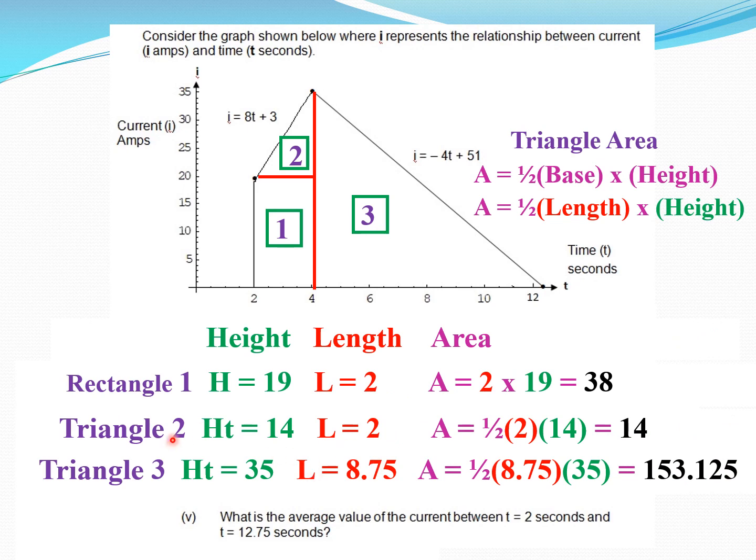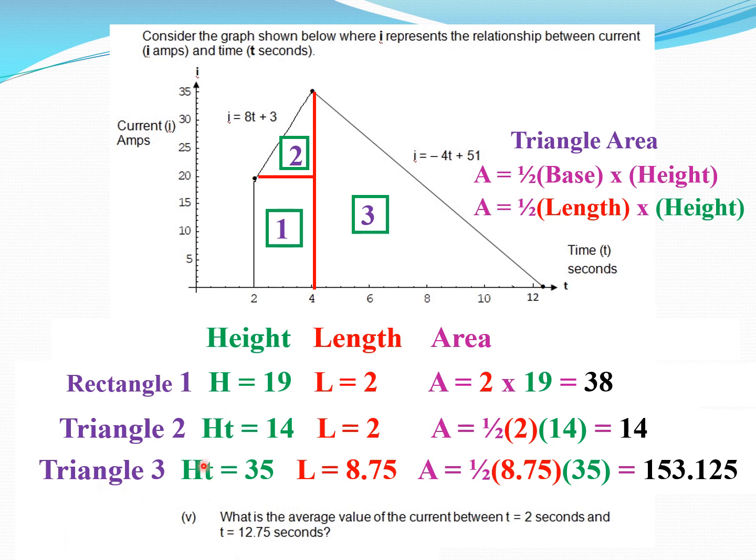So summarizing that information again, rectangle number 1, the height is 19, the length is 2, so the area is going to be 2 by 19, which is 38. Triangle number 2, the height is 14, the length is 2, and the area of these triangles, they're right angled triangles, the area is half the base by the height, or half the length by the height. So triangle number 2 is half of 2 times 14, half of 28, which is 14, or half of 2, which is 1, times 14. So the area of triangle number 2 is 14.